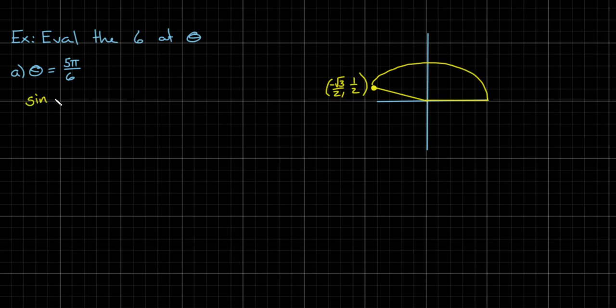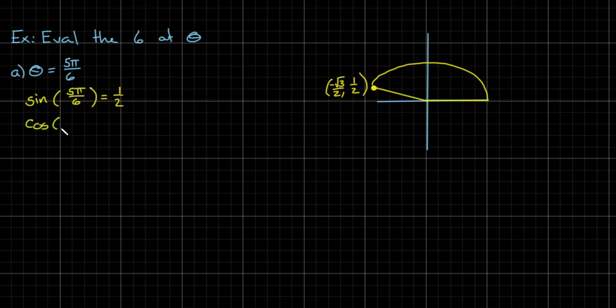What's the sine of this 5 pi over 6? And remind me, how do we find the sine? Is it the x or the y? It's the y value. What's the y value at that point? Boom. There it is.